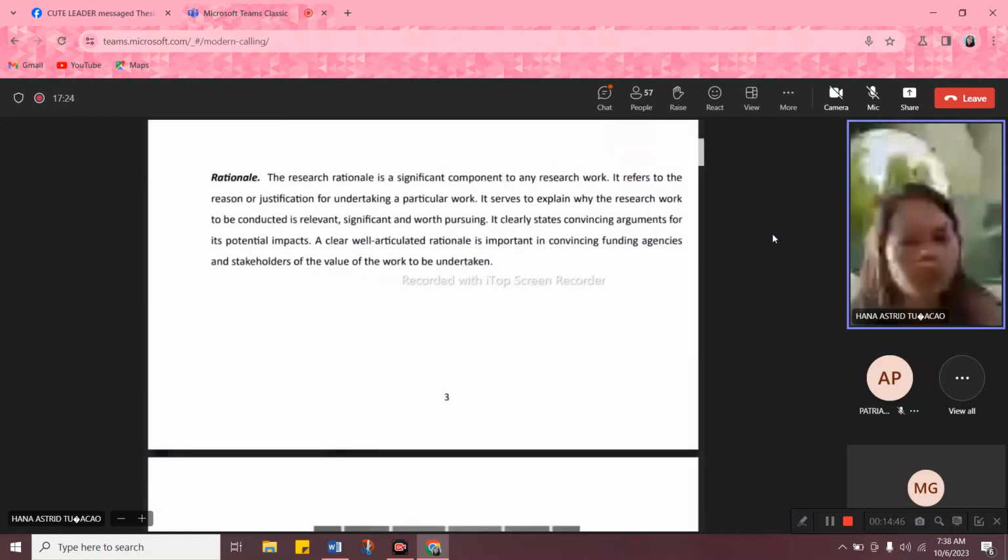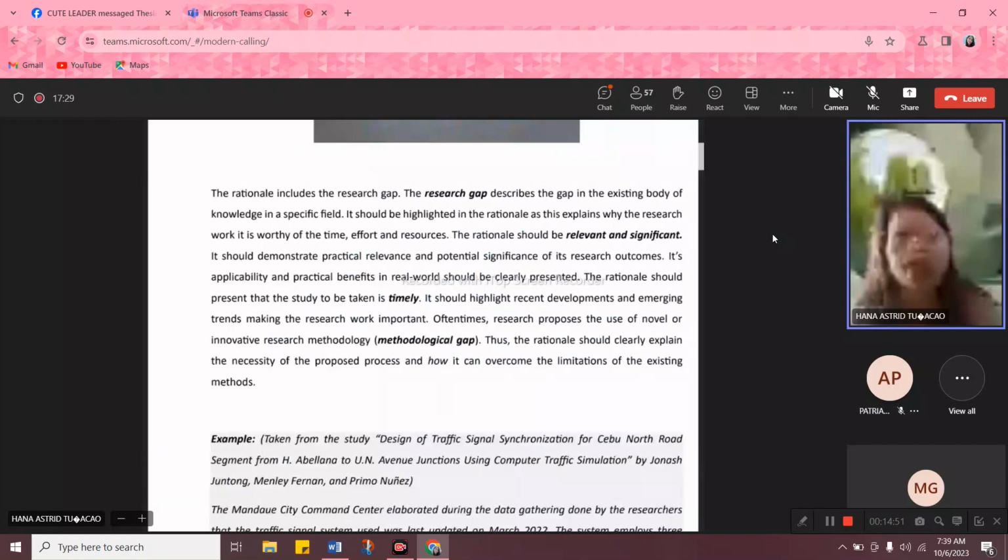So the rationale, which is at the end of your introduction, is still part of the introduction. The rationale includes the gap, so it can be seen if it is worth studying and that your work is not a repetition.